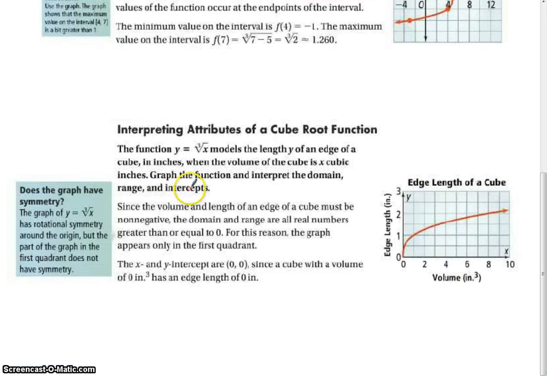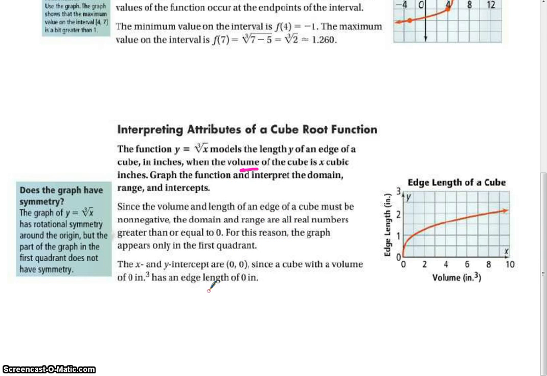Sometimes they're going to give you a specific situation. The graphing of the function, the cube root of x, is talking about the edge of a cube, a specific thing in real life. We're talking about the volume.